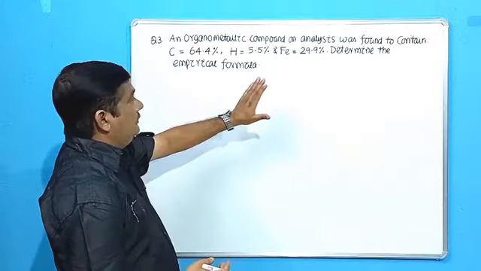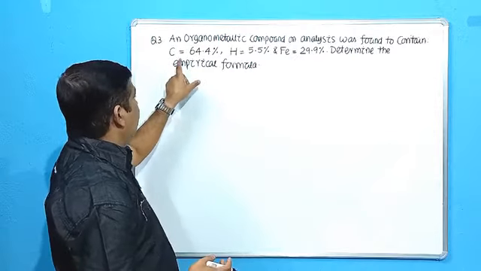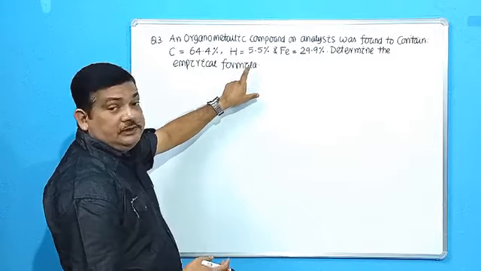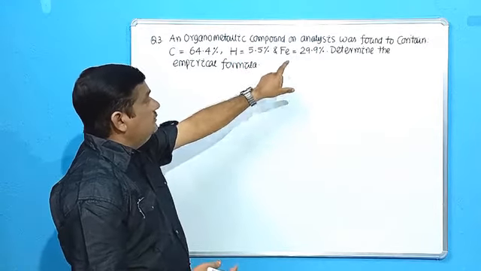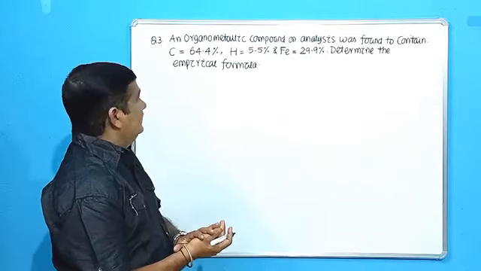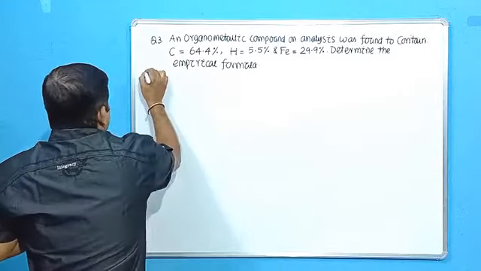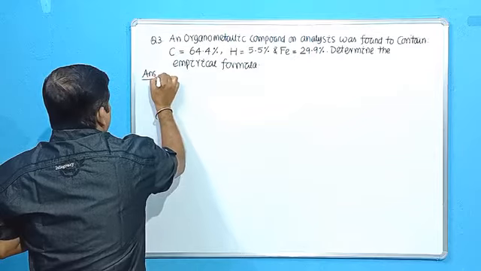An organometallic compound on analysis was found to contain carbon 64.4%, hydrogen 5.5% and iron 29.9%. Determine the empirical formula. So again, we will follow the steps. So what will be the answer? Now we make 5 columns.